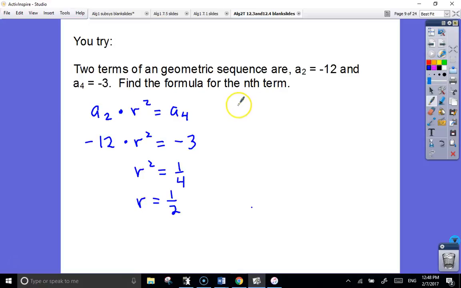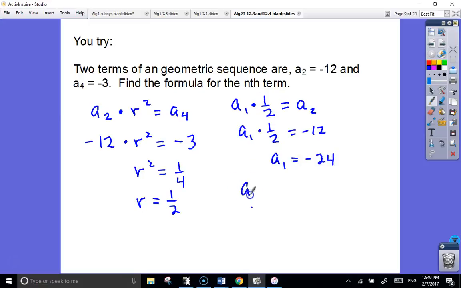So I mean, I could write it out like this. A1 times 1/2 equals A2. But A2 is -12, so A1 times 1/2 equals -12. When I solve that for A1, I'm going to get A1 equals -24. Right? So now I can say A_n equals -24 times 1/2 to the n minus 1.